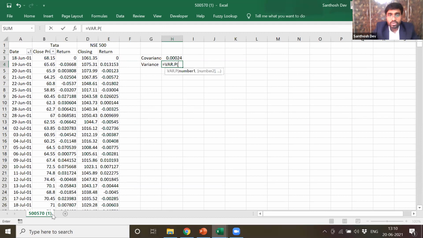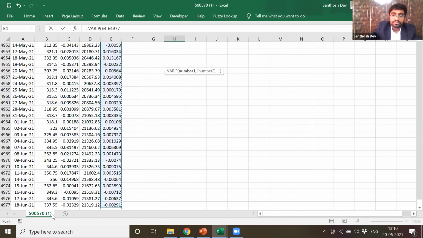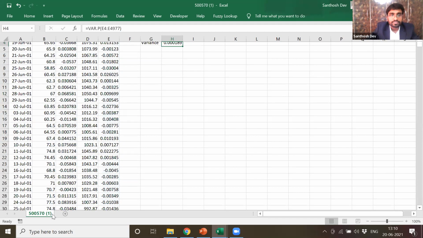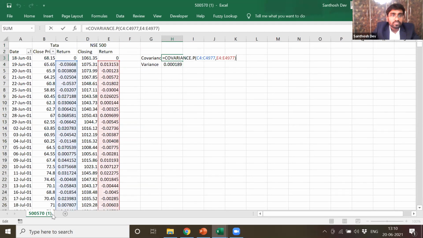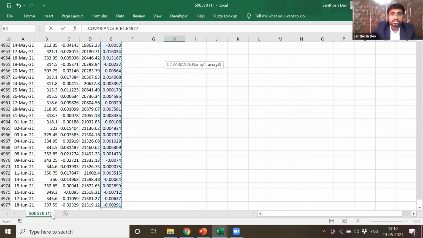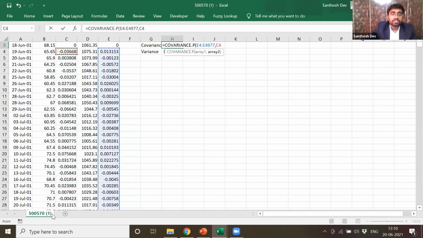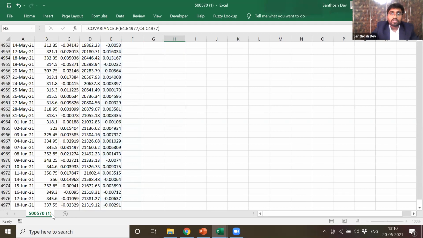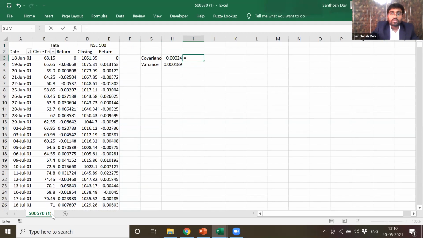Okay, from here to here, bracket. I think I've taken it in the reverse order. This should be equal to covariance. This should be the first, this should be the second. Now, covariance divided by variance gives 1.26. This will be my beta.